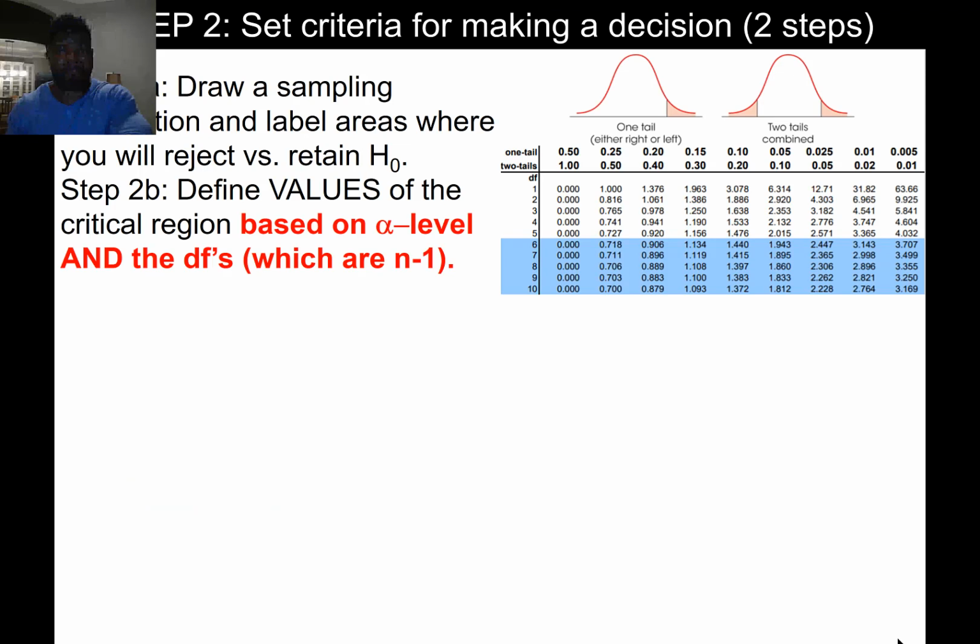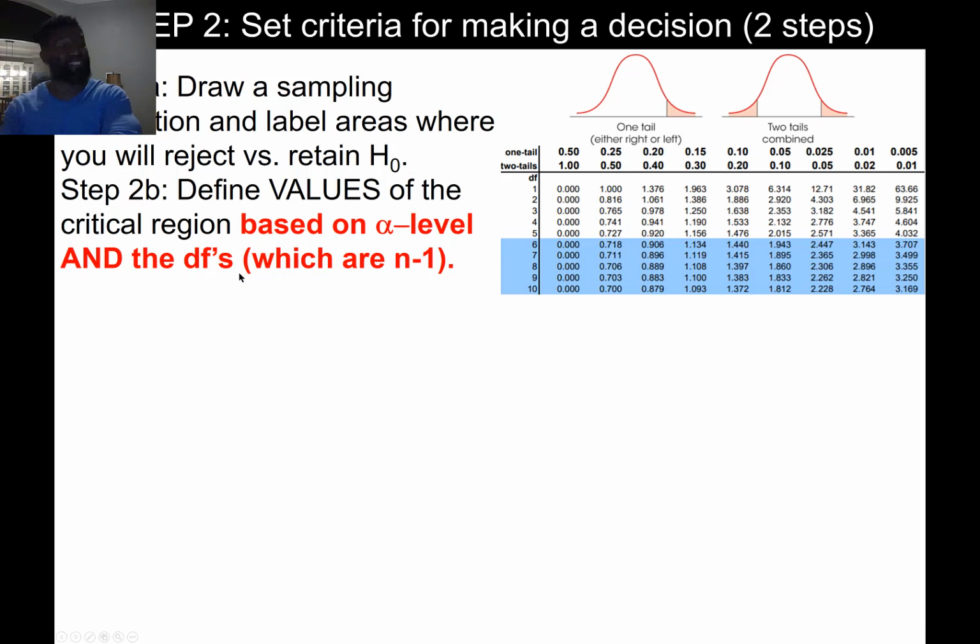Okay? That brings us to step 2 of our 4-step process. We have to set the criteria for making a decision. We have to figure out what's the critical value that we have to beat in order to say that we're going to reject the null hypothesis. So the first part of that requires us to draw a sampling distribution and label the areas where we're going to reject versus retain the null hypothesis. And then after we draw that sampling distribution, we're going to define the values of the critical region based on the alpha level, the degrees of freedom, and whether it's a 1-tailed or 2-tailed test.